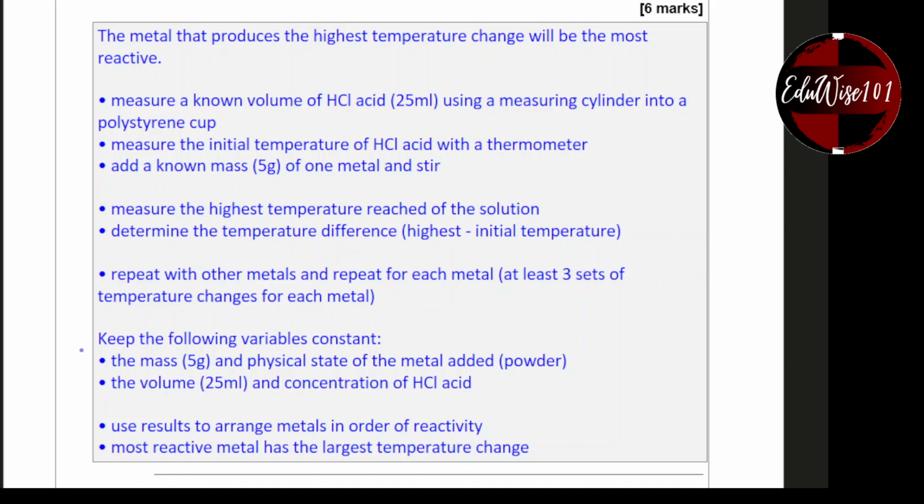Now, you need to make sure that you keep the following variables constant: the mass that you're adding and the physical state, whether it's powder or granules. We should always use the same physical state of the metal, the volume of the acid and the concentration of the hydrochloric acid. Use the results to arrange metals in order of reactivity, where the most reactive metal has the highest temperature change.